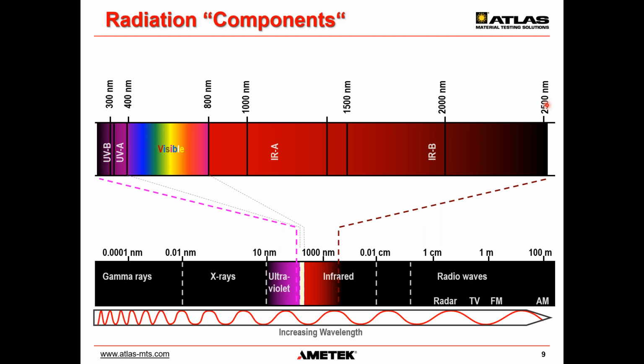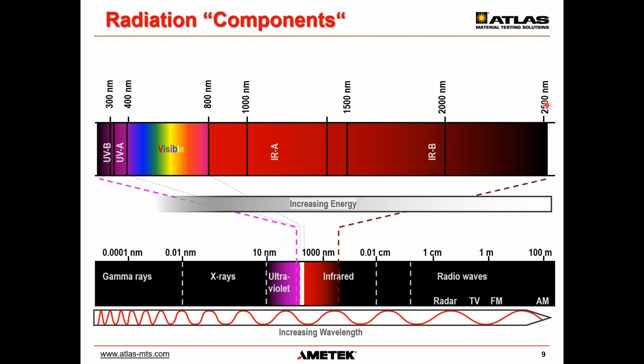Visible radiation is what the human eye can see. It's typically considered to be the range from 400 to 800 nanometers, but these are not necessarily exact numbers. Everybody has a slightly different definition, but for us, we like it simple: 400 to 800 is the visible part. And everything above 800 nanometers is infrared radiation.